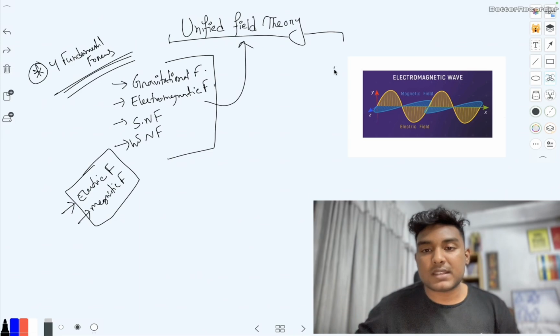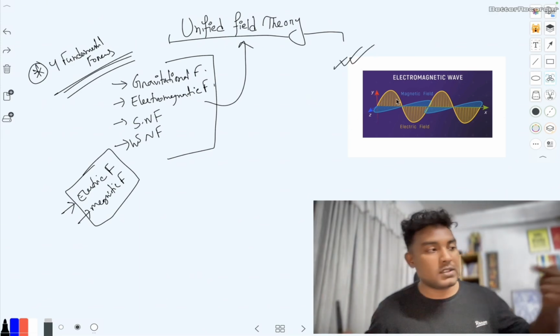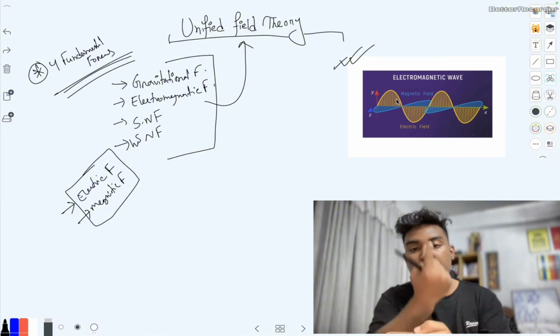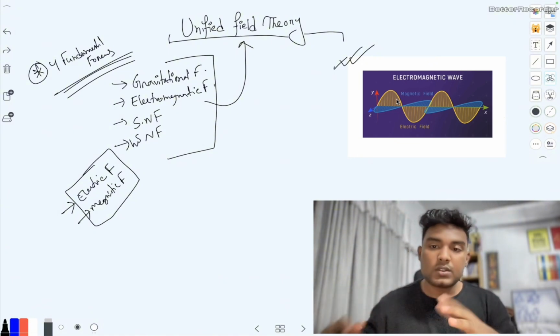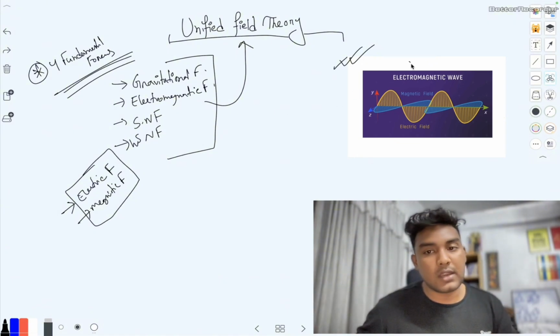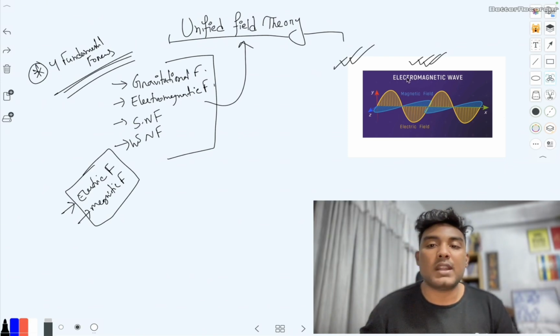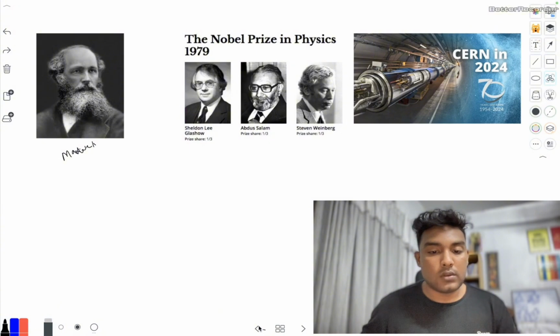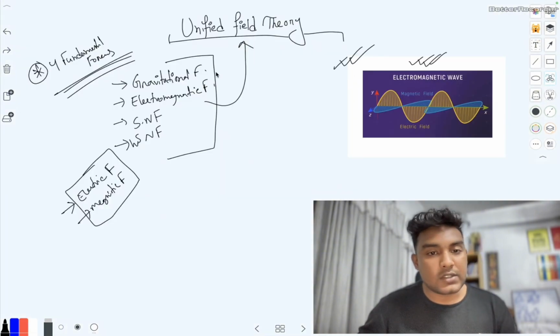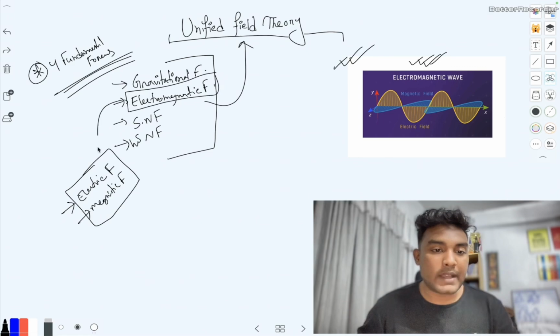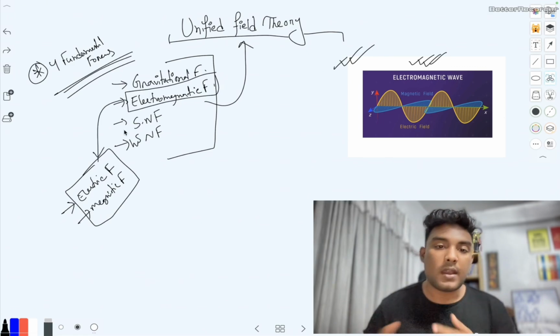Okay, so that's the picture. It's so common to us. If the electric field is going this way, the magnetic field is going to be perpendicular to this. These are the basic things we have learned before. The electromagnetic wave was discovered by James Clerk Maxwell. So we have this electromagnetic force, which was not combined before. Maxwell combined this. That's the first thing.